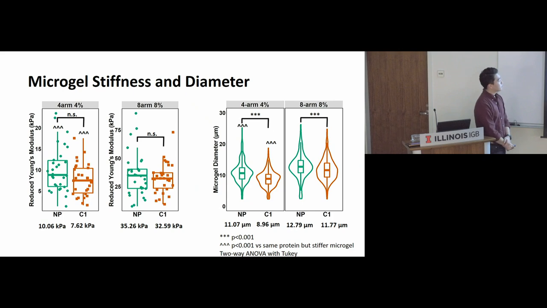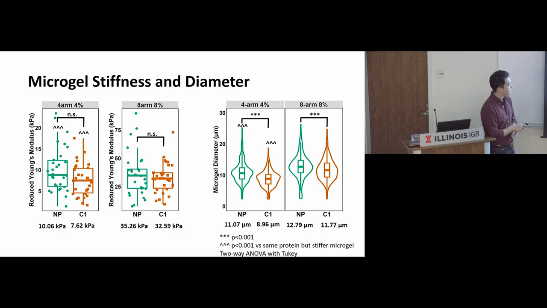And I performed some microgel stiffness measurements using AFM and the diameter just by bright field image and then analyzed it. So the reduced Young's modulus for these microgels is an average of 10 kilopascals for the four-arm composition of the microgel, which is four-arm PEG at 4% weight per volume. And actually adding the protein, so no NP means no protein, C1 means I added collagen 1 as a protein. There is a difference, but it's not significant, but there is definitely a clear difference between the two, so I might need to be more aware of that in the future, but as for this study, just assume that 4% on 4%, they're basically the same stiffness.